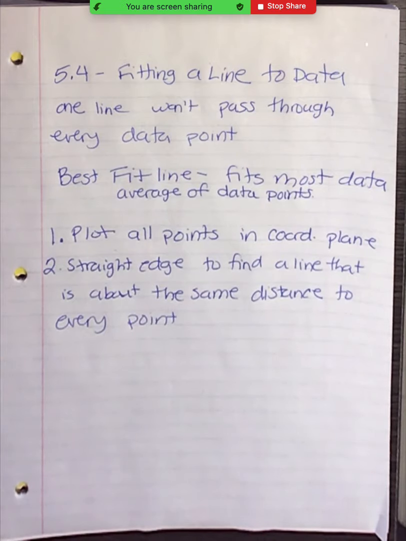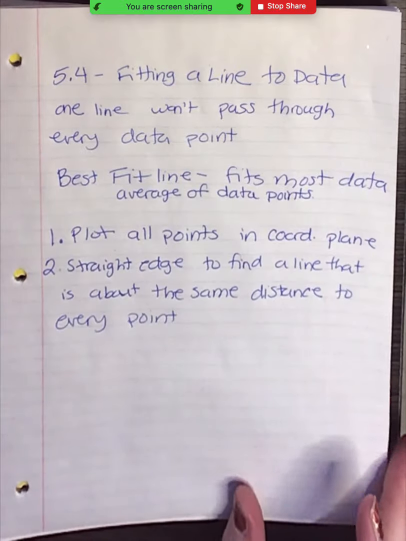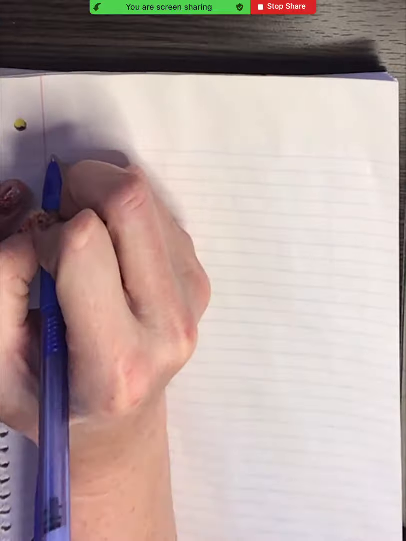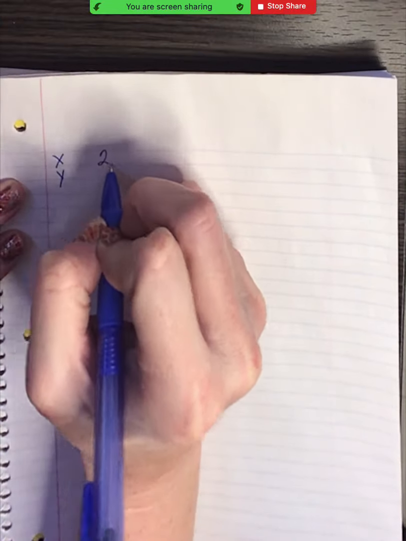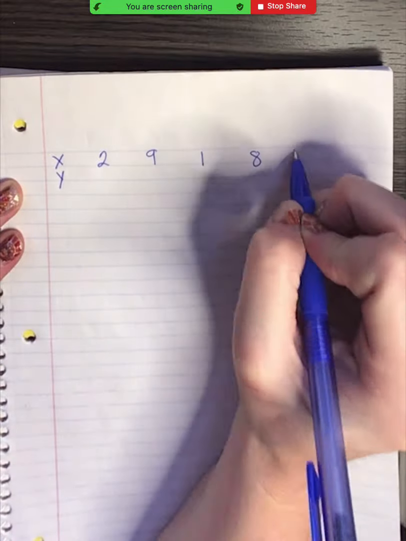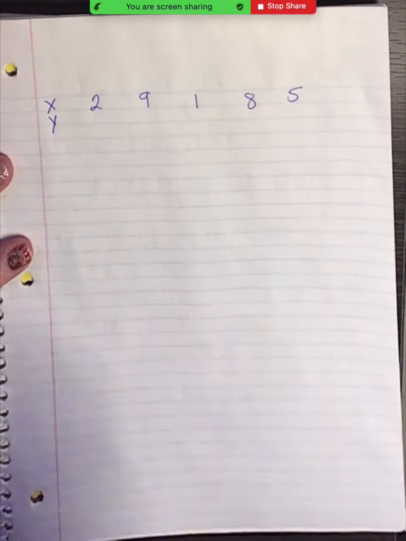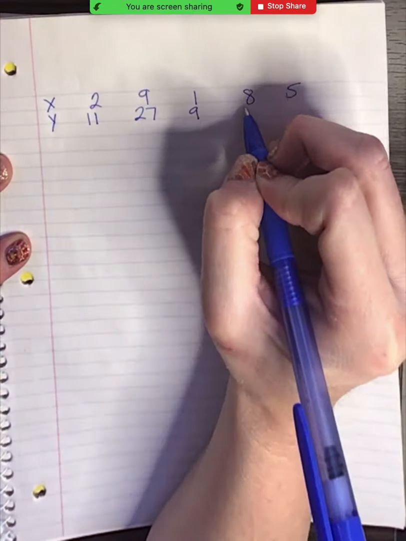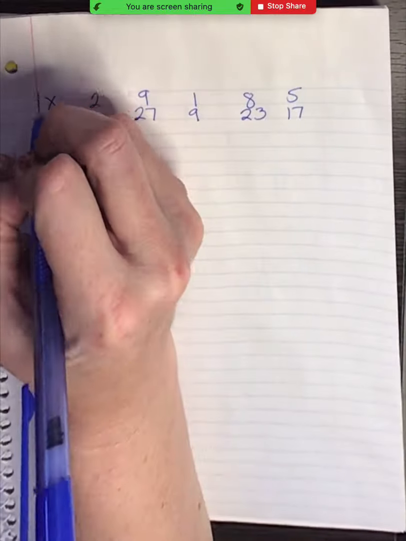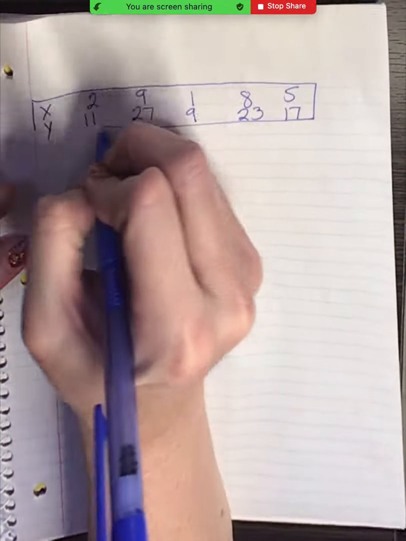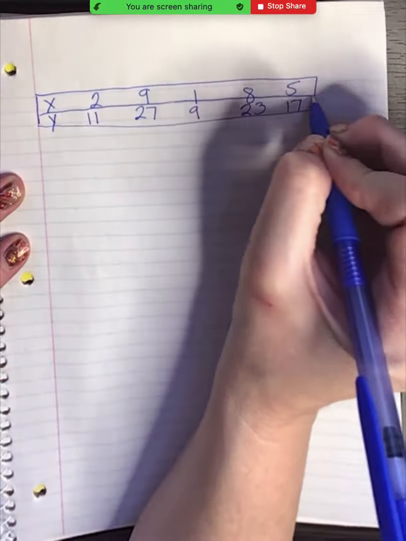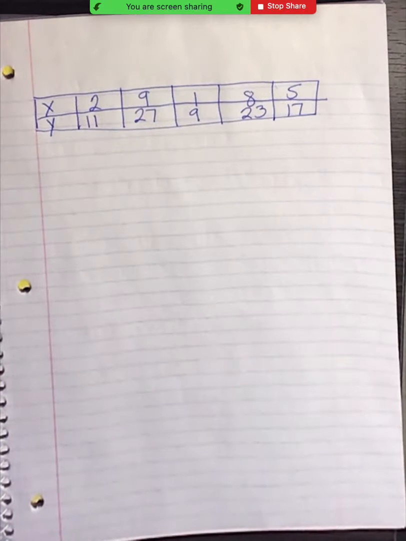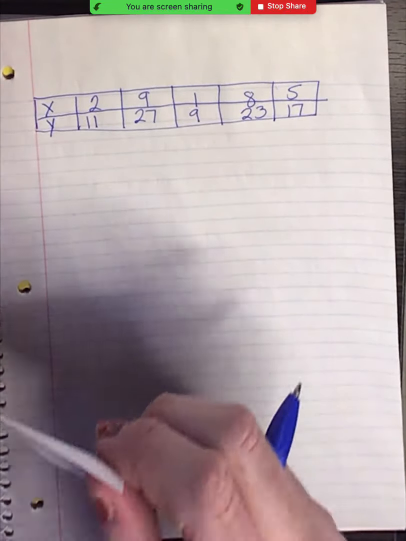Okay, so we're going to use the following data to see how to find this best fit line. So these are our data points, given to us in a table. Our x are on the top, our y are on the bottom. So we start by plotting these in the coordinate plane.